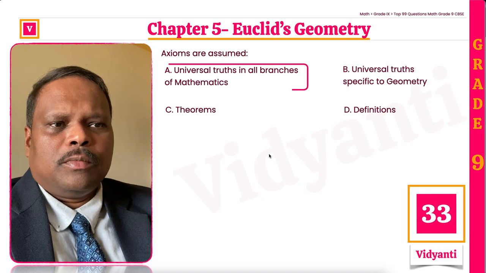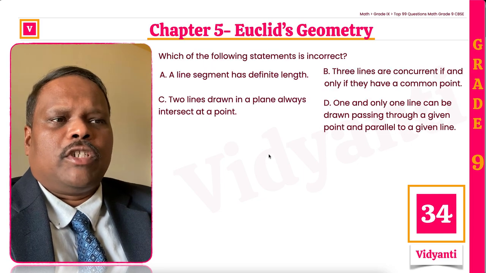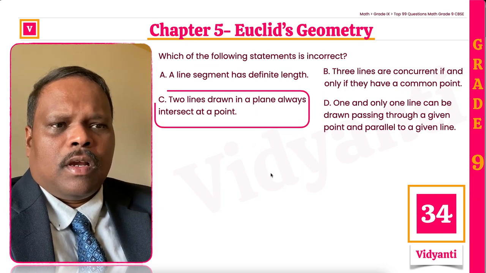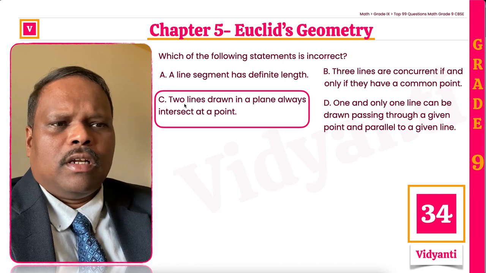Axioms are assumed universal truths in all branches of mathematics. That's the correct answer. Which of the following statements says a line segment has a definite length? Three lines are concurrent if they have a common point. Two lines drawn in a plane always intersect at a point.